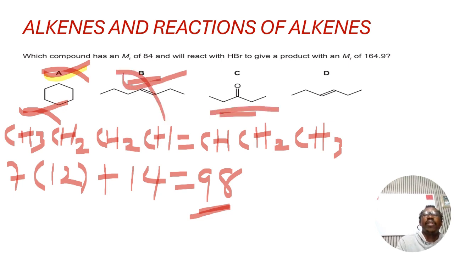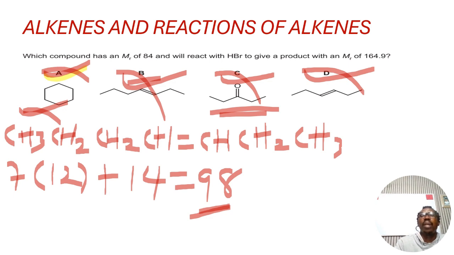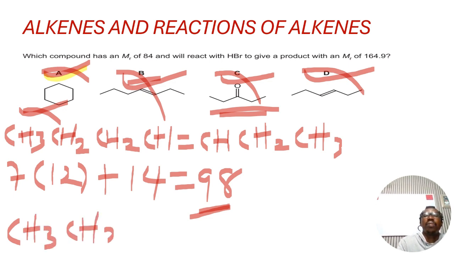Then let's look at C. If you look at C, C is a ketone. And ketones don't undergo electrophilic addition with hydrogen bromide. Ketones undergo nucleophilic what? Addition. So C is out of it. I think the answer should be D. D is the correct answer. Just to prove that D is the correct answer, I'm going to draw the display formula, the structural formula of D, which will be CH3, then CH2, then you have CH, then we bond CH, then you have CH2, then you have what?